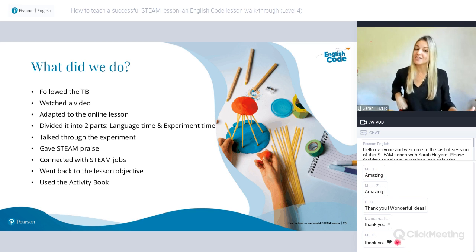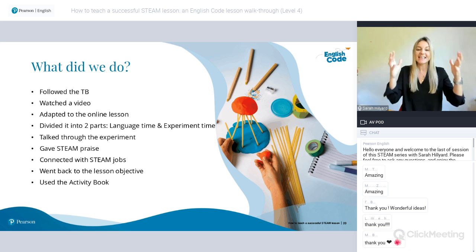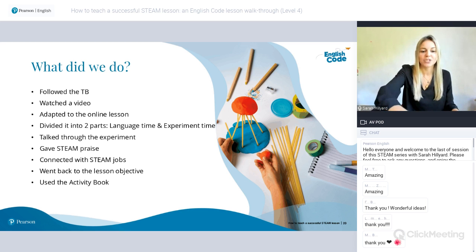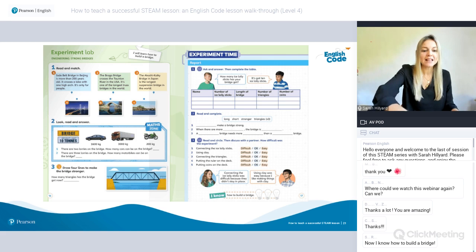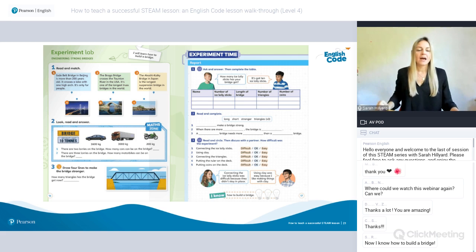We went back to the lesson objective at the end. We want them to know what they're doing, what the objective is, and we want them to know that they have achieved that objective. And we have an activity book as well, where you have some extension activities.